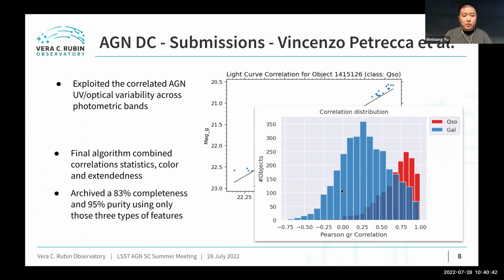His final solution included other information like color and morphology. Just using those very simple statistics, he was able to achieve a pretty high completeness and purity.